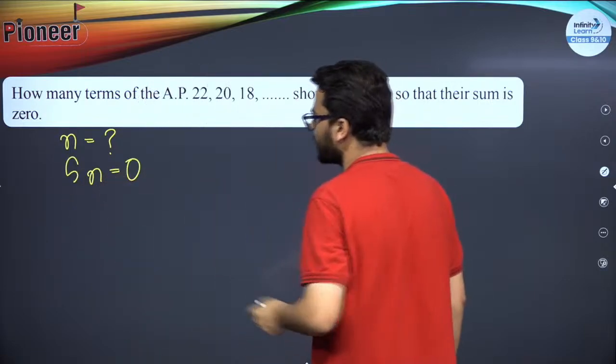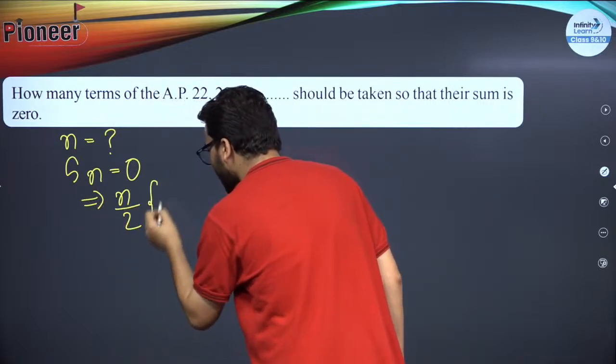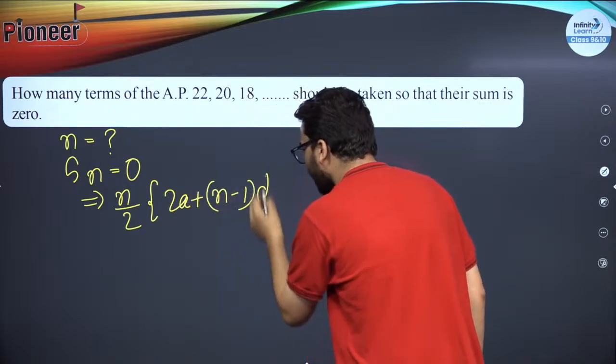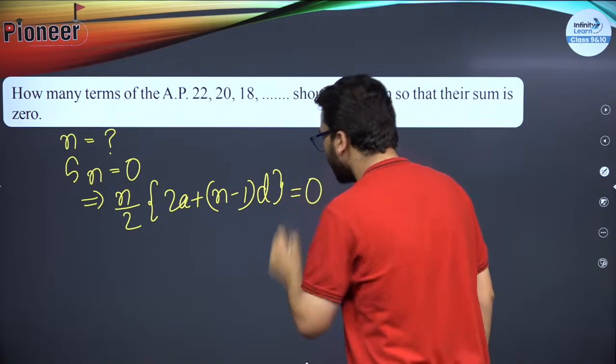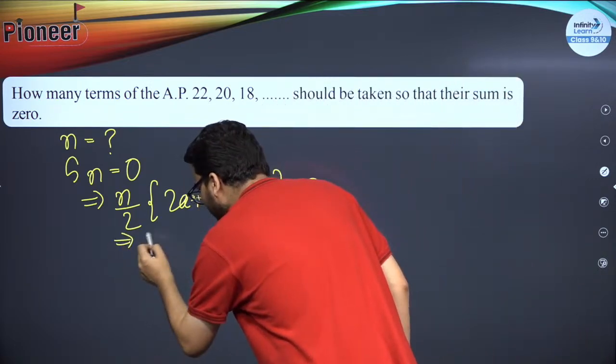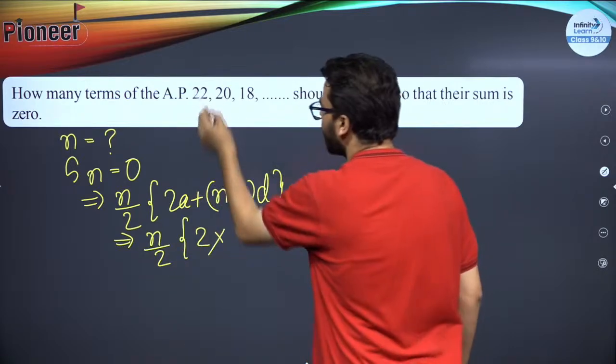And what are the other things? So Sn is equal to what? You know the formula. It is equal to n by 2 into 2a plus n minus 1 into d. This is the direct formula to find the sum of the first n terms of an AP, right? Now n you have to find. So let it be like that, n by 2 into 2a over here. The first term over here is 22.